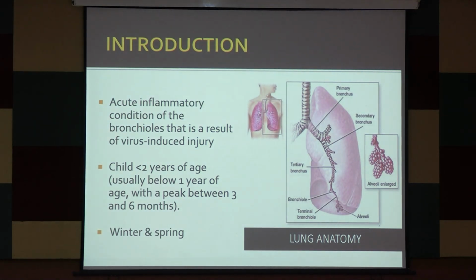And it is common in children less than 1 year of age, but it may occur up to children of 2 years age. But the peak age group is 3 to 6 months of age, and it has a seasonal preference, that is winter and spring season.